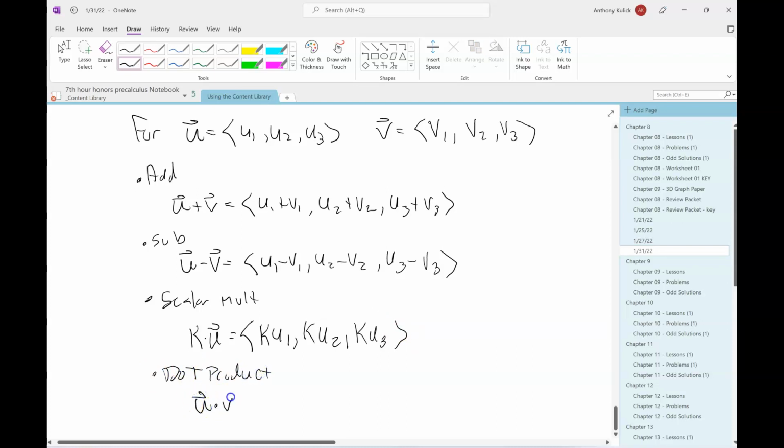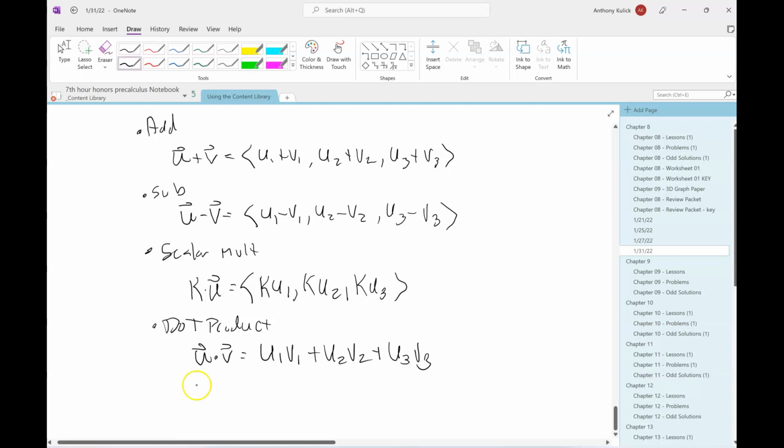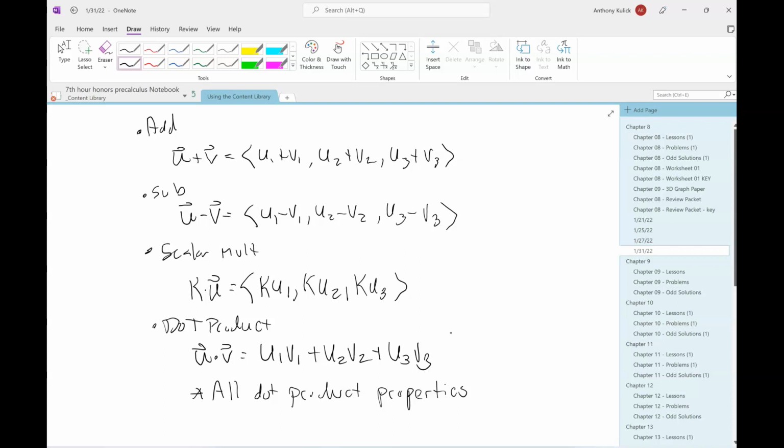Dot product, does this change? No way, Jose. Woo! Well, there's gotta be some kind of catch, Mr. Kulik. Do all the dot product properties hold from two dimensions? Yes, they do. Well, okay. Well, that's great. So no problems there. Well, what's the catch? What's going to make three dimensions so much harder?